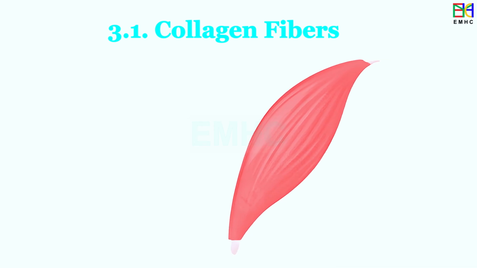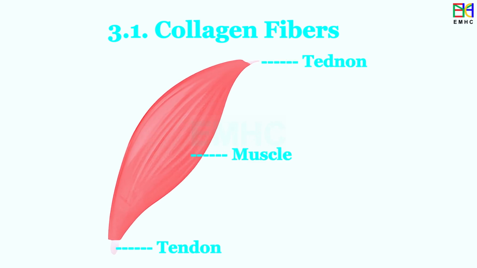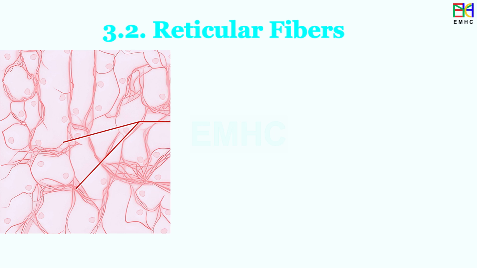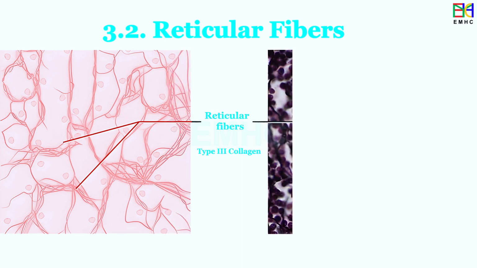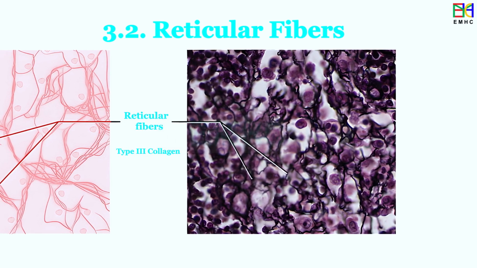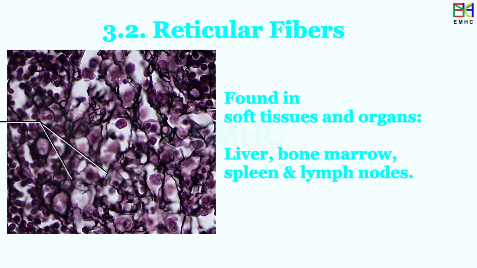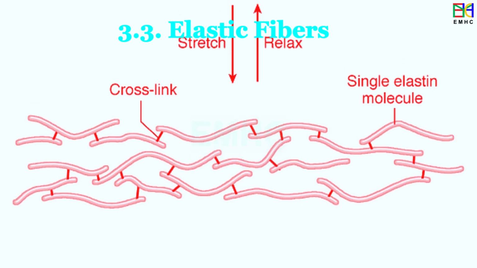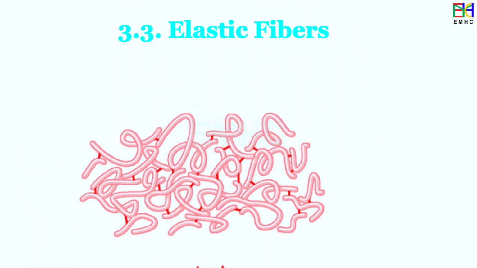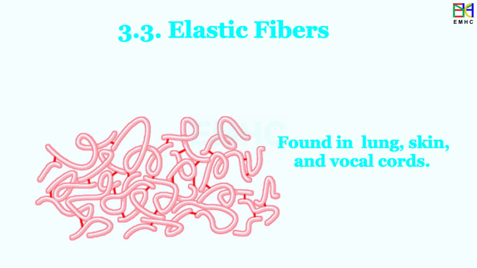Although fresh collagen fibers are colorless strands, when present in large numbers such as in tendons, they appear white. Reticular fibers are delicate thin fibers composed of type III collagen, which cross-links to form a supporting meshwork in the reticular lamina of the basement membrane, found in soft tissues and organs such as the liver, bone marrow, spleen, and lymph nodes. Elastic fibers are thin branching fibers made of elastin, which provide stretch and recoil to the extracellular matrix, found in tissues such as the lung, skin, and vocal cords.